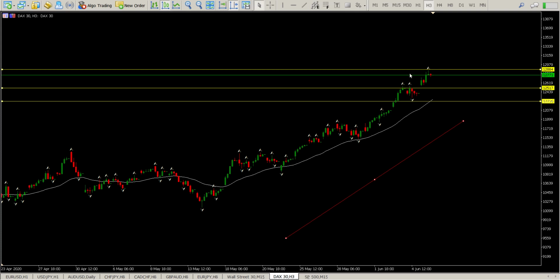It is moving upwards. So what should we be doing? We should be looking for longs. I'm not looking for any shorts in this kind of scenario. We're only looking for longs, and we want to find the longs off areas of support.